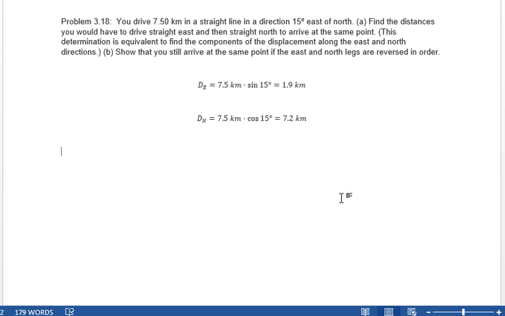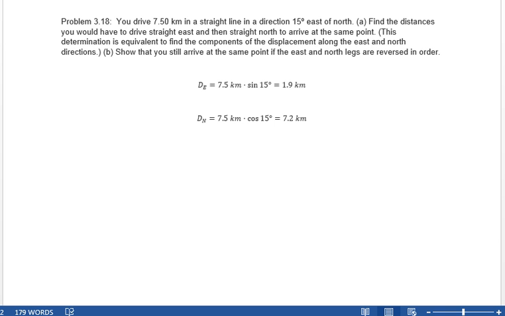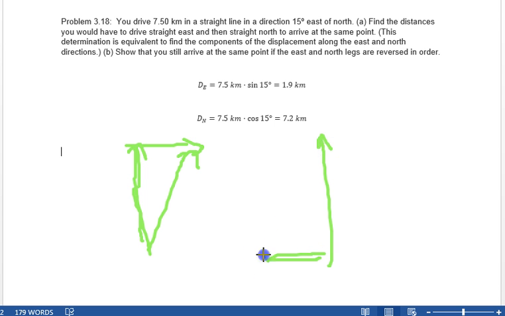Okay. So show that you still arrive at the same point if the east and northern legs are reversed in order. So what we did was say, okay, we're up here, you go that way, and we went 7.5 kilometers. Now it says, okay, we're going to go this way, and then we're going to go up. How far is that?